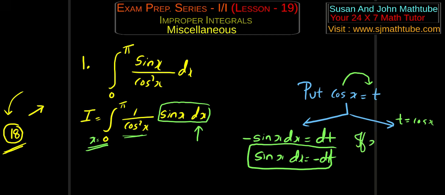Now look at this. If x equal to, look at the given integral, if x is equal to the lower limit, t will be cos 0, that is 1. Now if x is the upper limit, what's the upper limit? Pi. t will be cos pi. And what is cos pi? Minus 1. That's it. And you're going to see someone you saw in the last video.